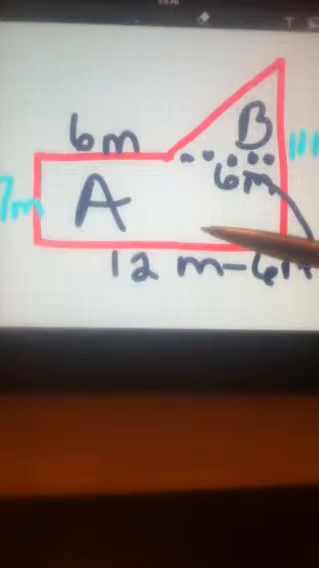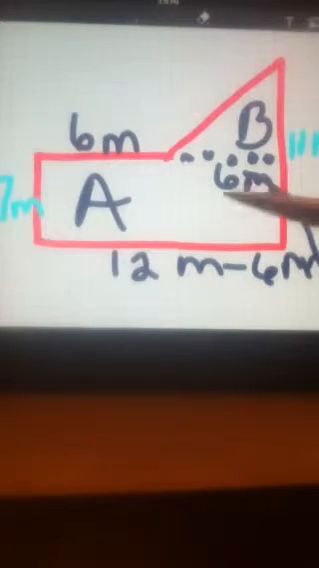Okay, so we have another irregular shape here. And the first thing we want to do is figure out where we want to make our shapes. And the easiest one on here would be to form a triangle and a rectangle.